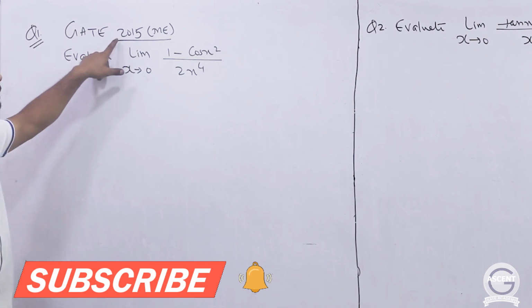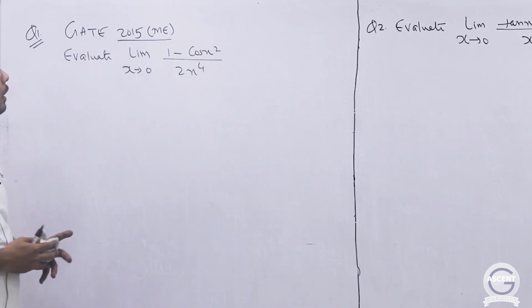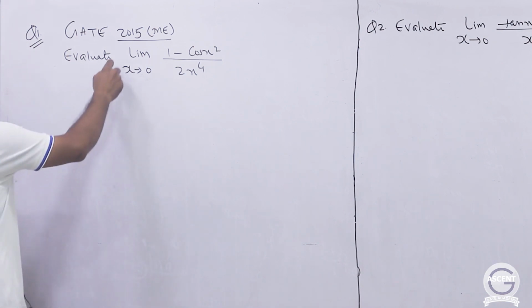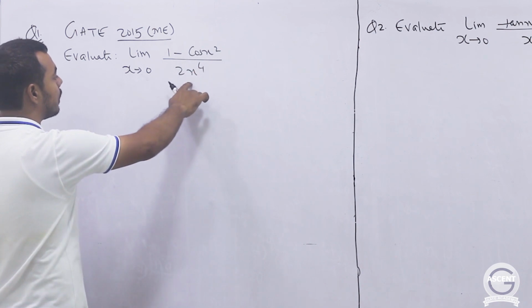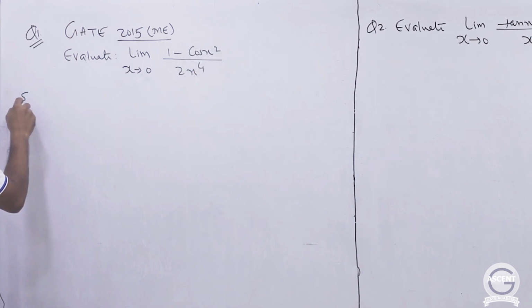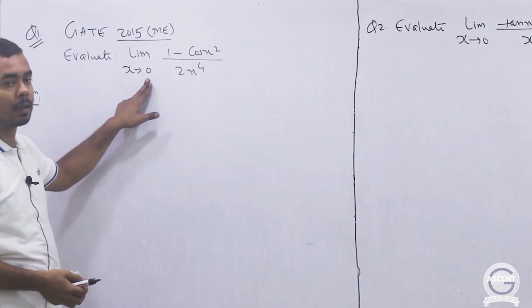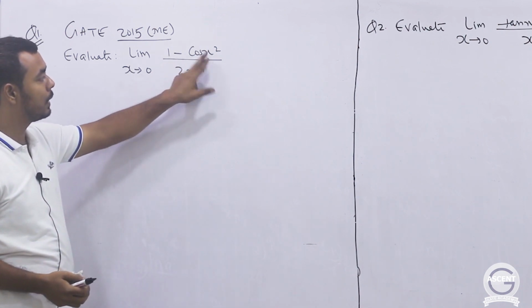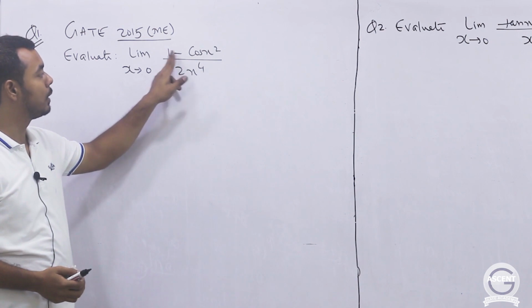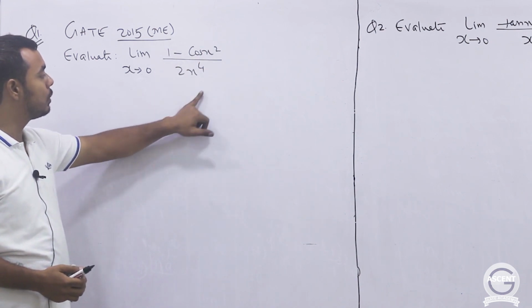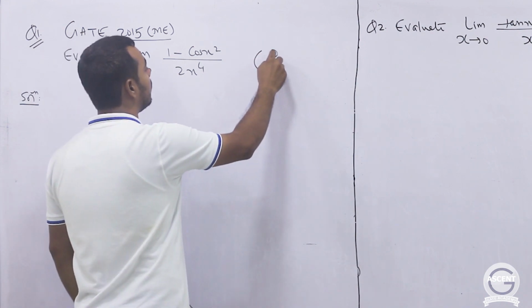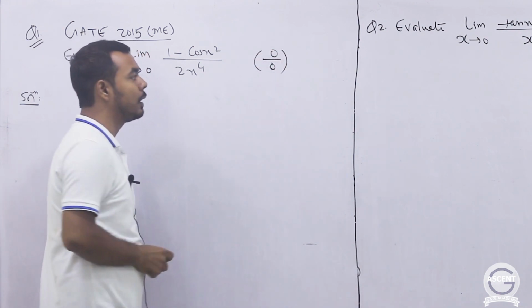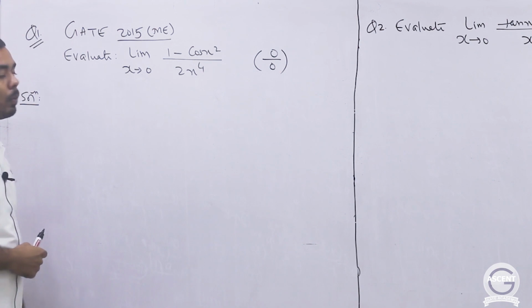The first question was asked in GATE 2015 in mechanical. The problem is we have to evaluate this limit x tending to 0, 1 minus cos x square by 2x to the power 4. Now as you can clearly see, if I place x equals to 0 here, I will get 1 minus cos 0, cos 0 is 1, so 1 minus 1, 0 by 0. So this is 0 by 0 indeterminate form, right? Now we have learned that in case of 0 by 0 indeterminate form, we can apply L'Hopital's rule.